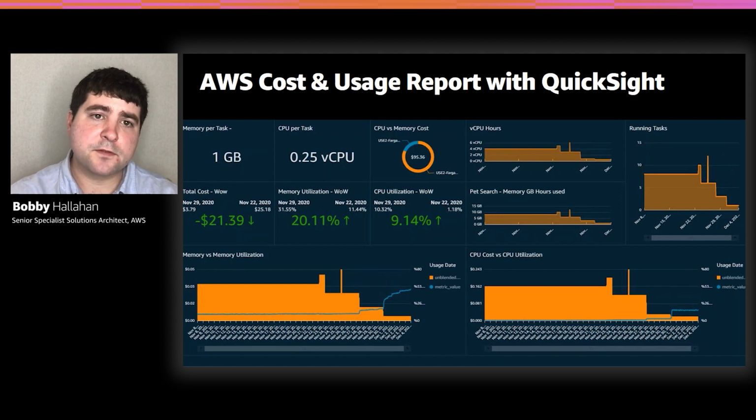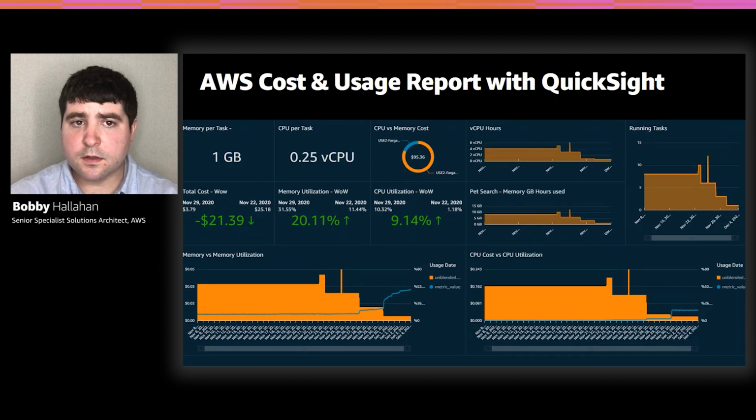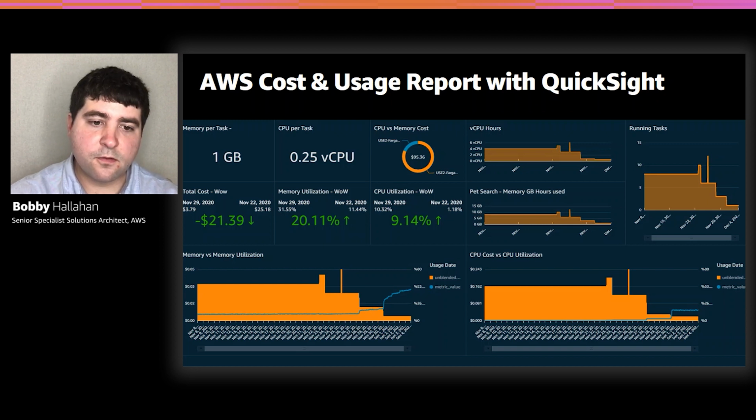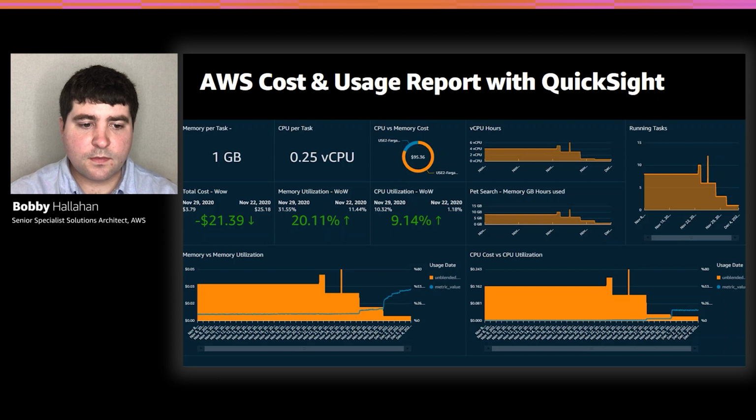So in this case, the changes we've made are we dramatically lowered the number of ECS tasks that we're running. And then we also changed the task definition. So our memory, we cut that in half from 2 gigabytes down to 1. And then the CPU per task, we took that from 1 vCPU down to a quarter vCPU. Now, once again, I'll direct your attention to the bottom two visualizations on this slide, where we can see that our cost for memory as well as CPU has dropped dramatically. And then in addition to that, our efficiency, or our utilization, has increased.